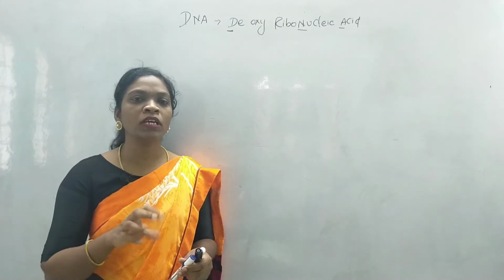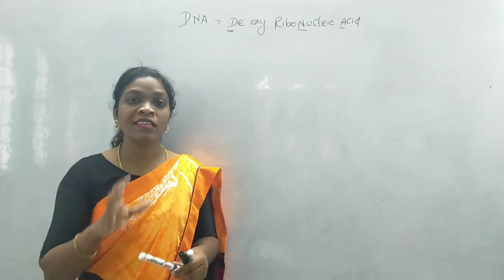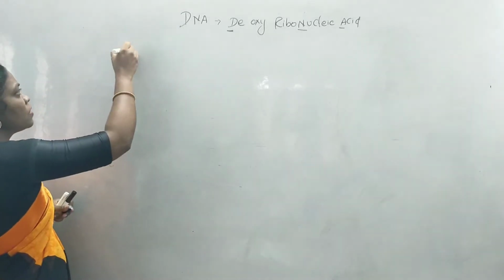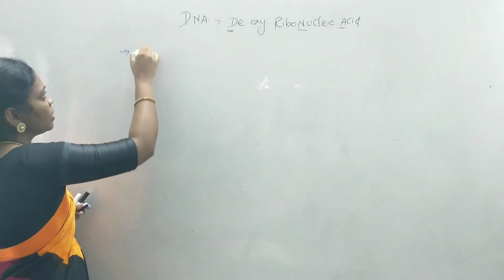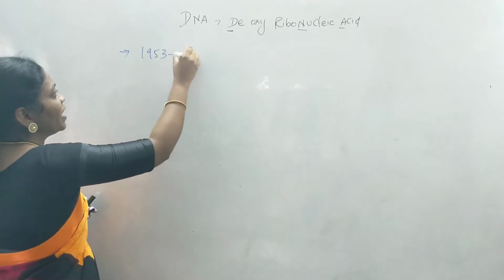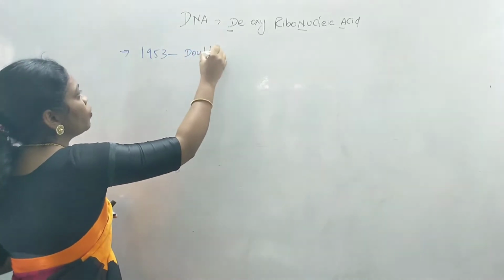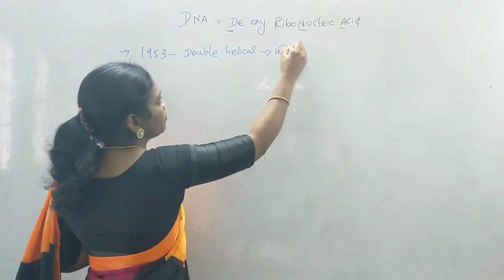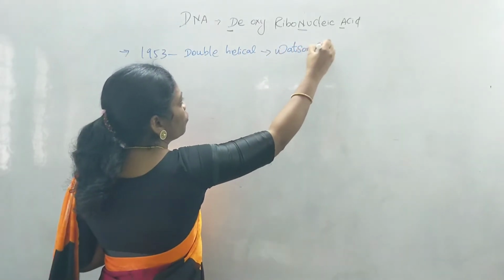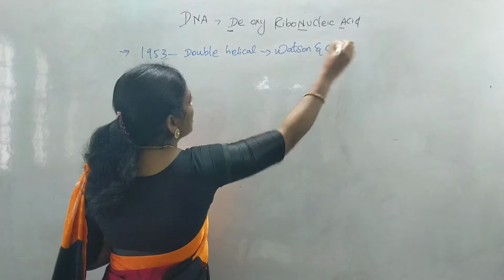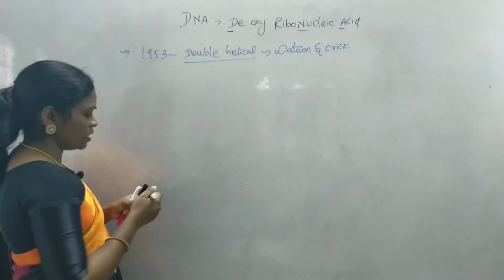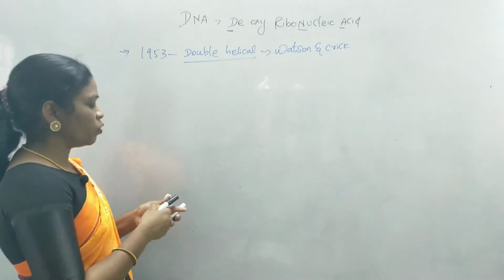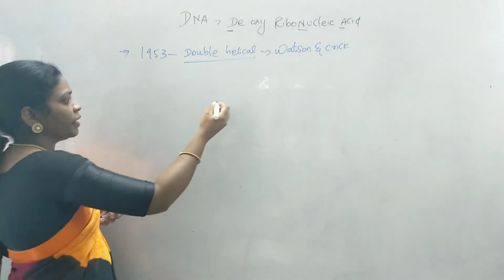Now we'll move on to the chemistry of nucleic acid, that is the structure of DNA. In 1953, the double helical structure of DNA was proposed by Watson and Crick. They only proposed the double helical structure of DNA. What does this double helical structure consist of? We'll go over that. I'll just give you a rough idea.